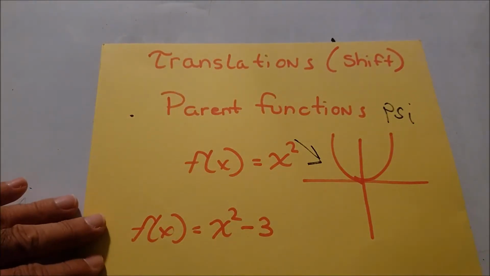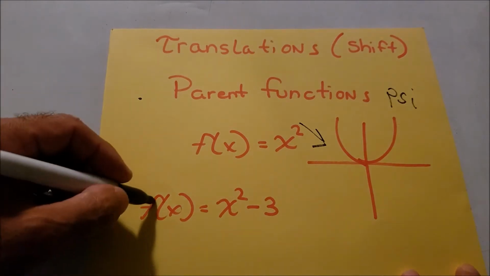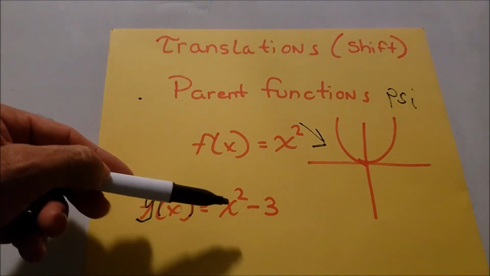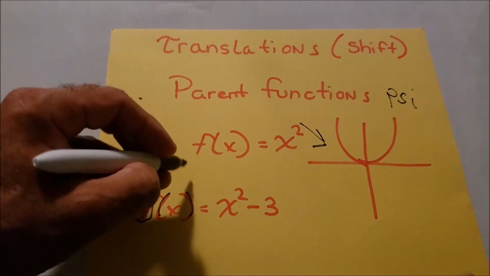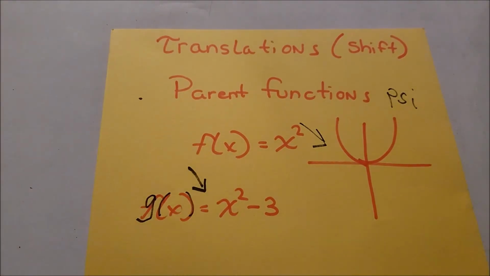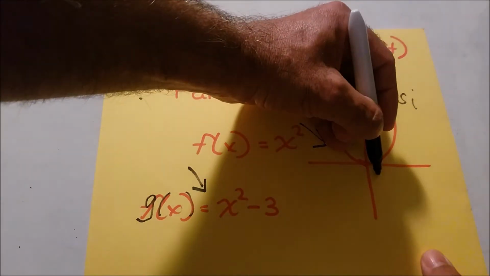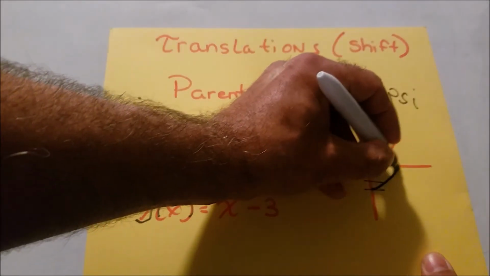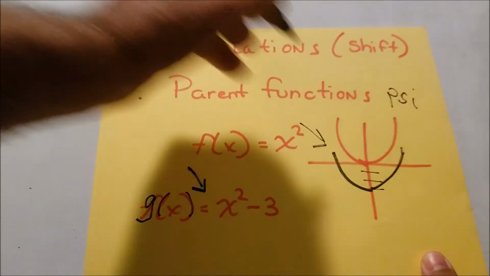And let's say we'll just make that g of x. Let's say another function. And we have g of x is x squared minus 3. So here's what we want to do. This is what we want to translate right there. And say it's minus 3, so we want to go down 3. 1, 2, 3. We're shifting down. And there it is. And we did that in the last video.